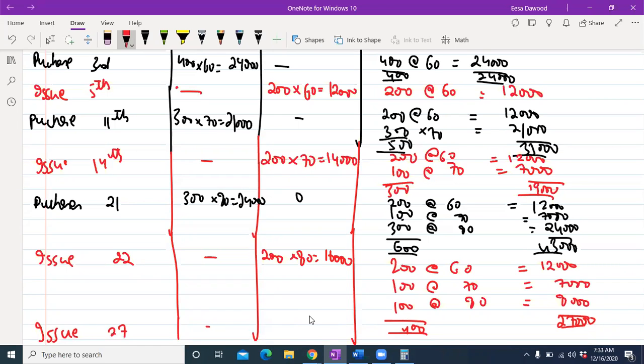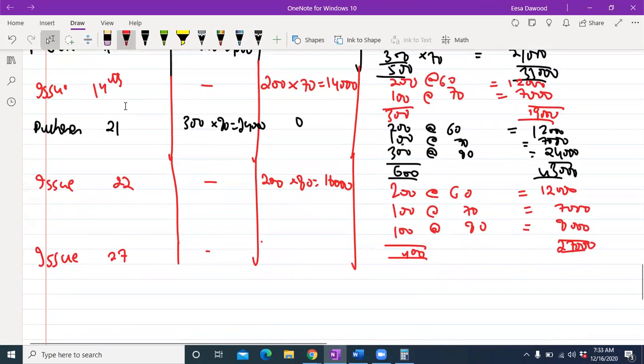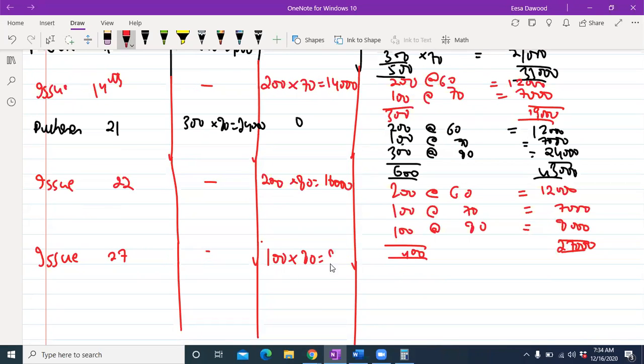Okay, now another issue on 27th. Now 200. So first we are going to issue 100. First, that's the issue column. First, we're going to issue 100 units at 80. The cost of issues would be 8,000, and then we're going to issue this one, not this one, right? 100 at 70, it's going to be 7,000. Total 15,000 cost of issues for 200 units.